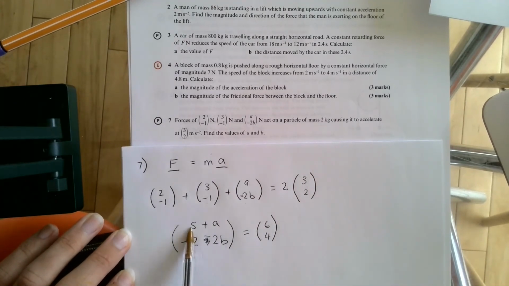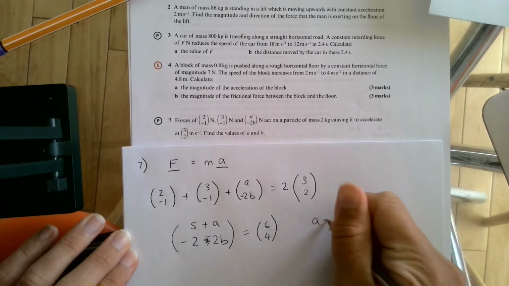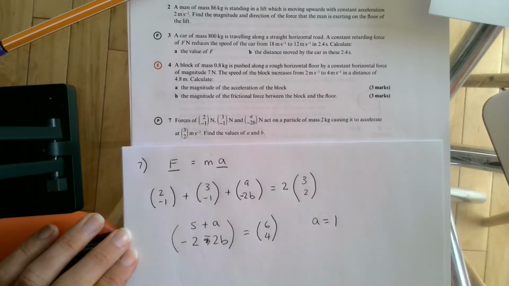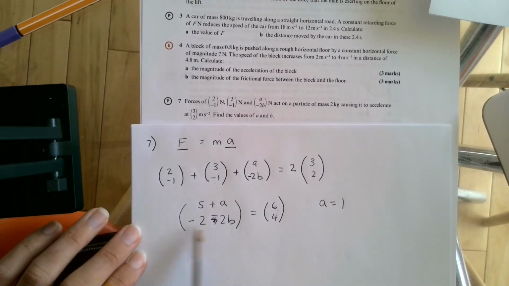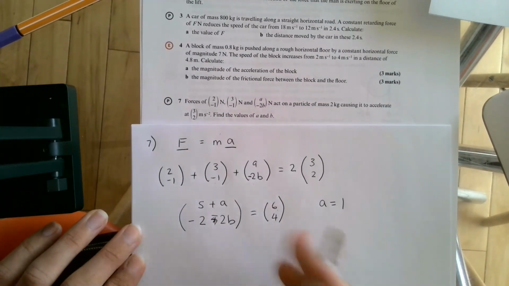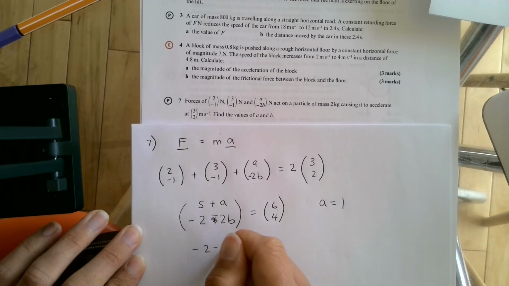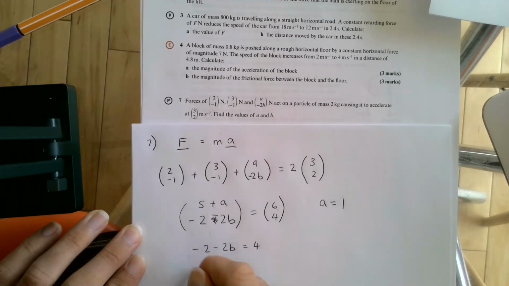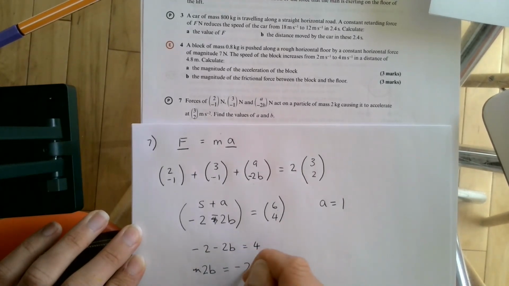Well, if we look at the top line, 5 plus A equals 6. Straight away, I think we can see that A is equal to 1 there. Then the bottom, minus 2 minus 2B equals 4. If I just rearrange that a bit, I get that 2B, if I take that over, is equal to minus 2 minus 4, which is minus 6. And therefore B is going to be minus 3.